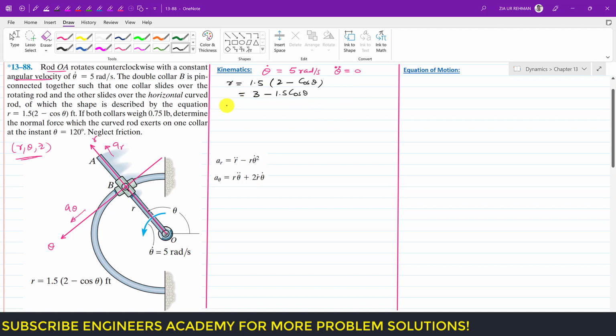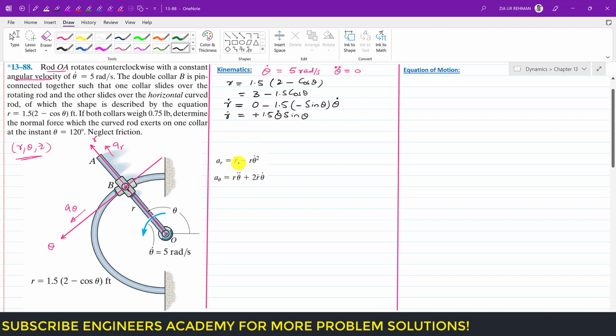Now if I take the derivative of this, we will get the derivative of r with respect to time. So this is r dot, and the derivative of 3 with respect to time is 0, and we will write minus 1.5, and the derivative of cos of theta is minus sine of theta, and then we have to apply the chain rule. We have to take the derivative of theta with respect to time, so this will become theta dot. So minus into minus becomes plus. So r dot is plus 1.5 theta dot sine of theta. So this is r dot.